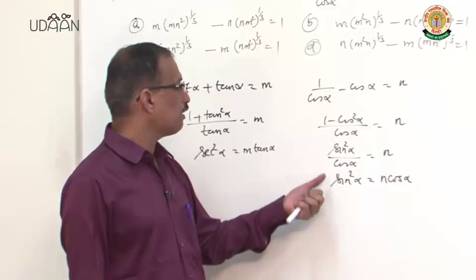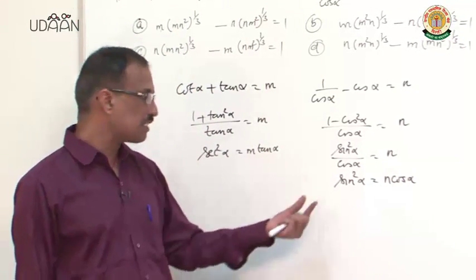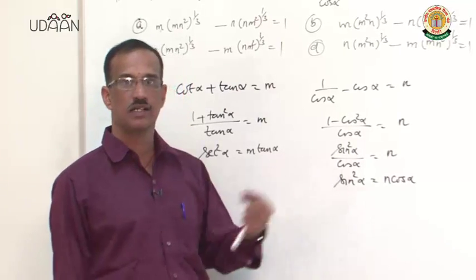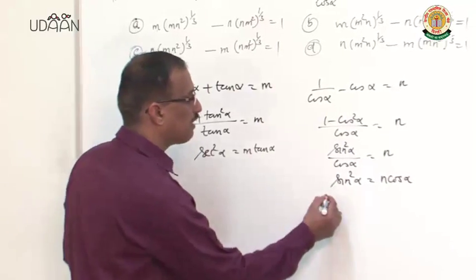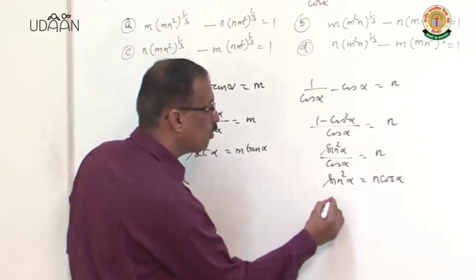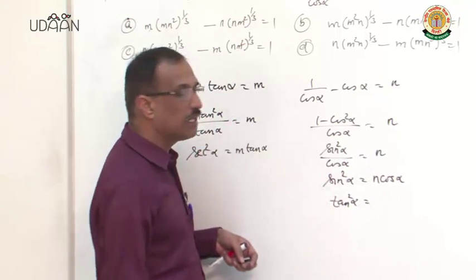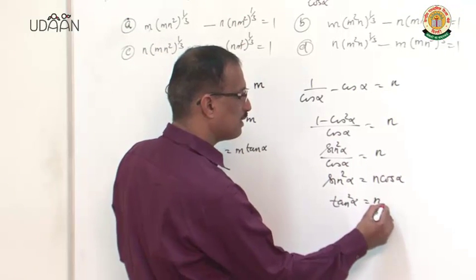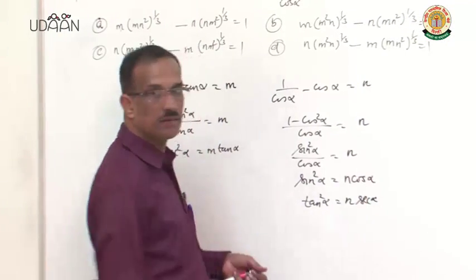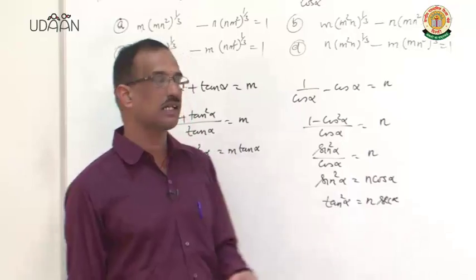Now, from this, if you multiply by sec squared alpha, that means you are dividing by cos squared alpha. So, if you are dividing by cos squared alpha, or you multiply by sec squared alpha, what will you get? Tan squared alpha equals n sec alpha. You get tan squared alpha equal to n sec alpha.